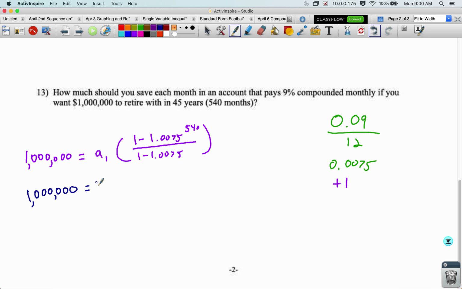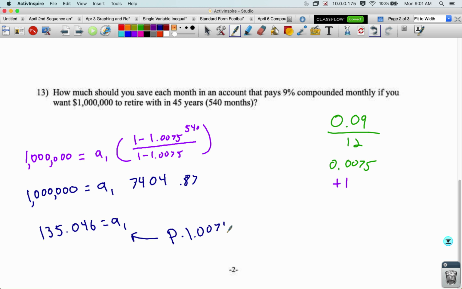equals the value of our very last deposit times 7,400.87. I'll keep this number in my calculator and divide 1,000,000 by it. And I get 135.046 equals a sub 1. Now remember, this a sub 1 already has our amount, we'll call it the principal, times a 1.0075 built in. So divide this by another 1.0075. It's not going to change very much.